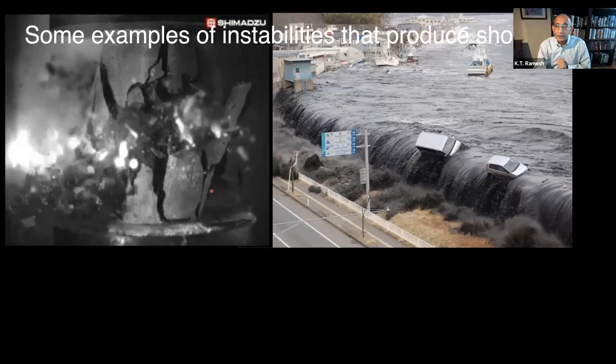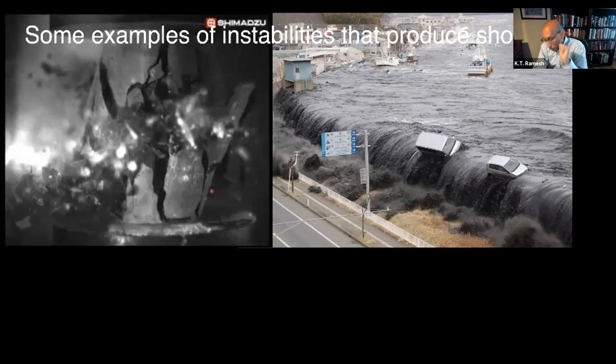This is also an instability, right? So this is a tsunami. This is the one in Japan from about 10 years ago. So it was caused by an earthquake. The earthquake itself can be viewed as an instability. You are storing energy for a long time, and then suddenly it slips. That generates things like the tsunami.